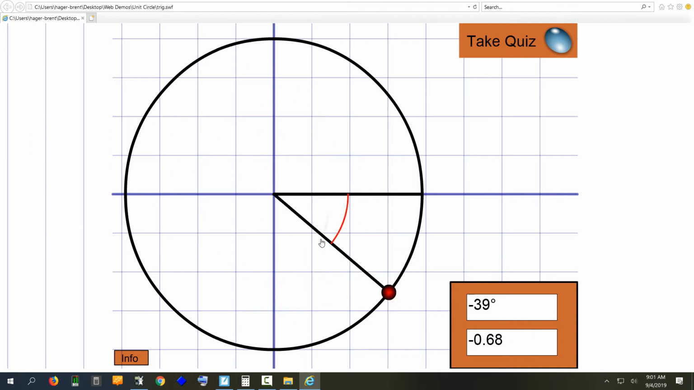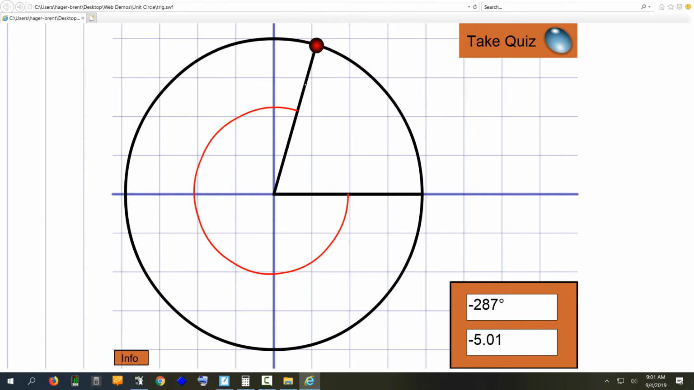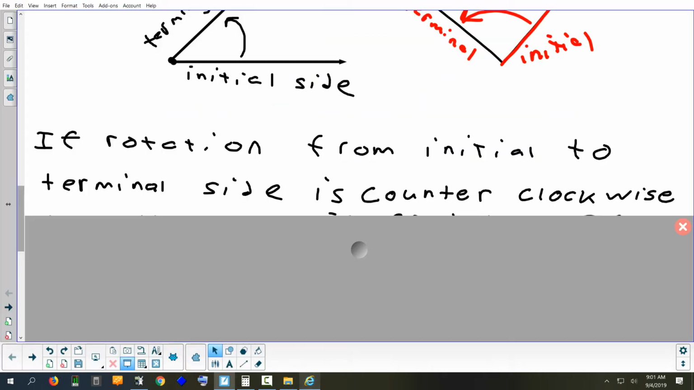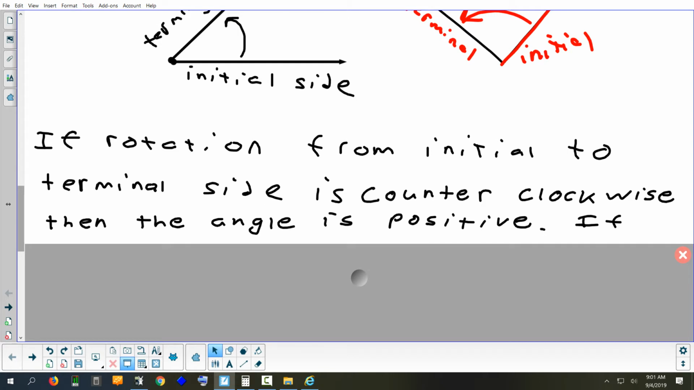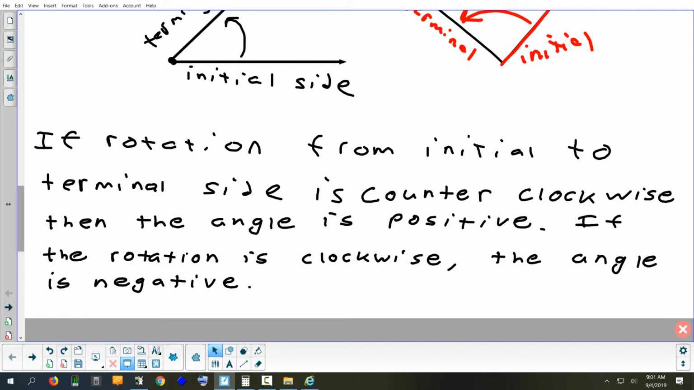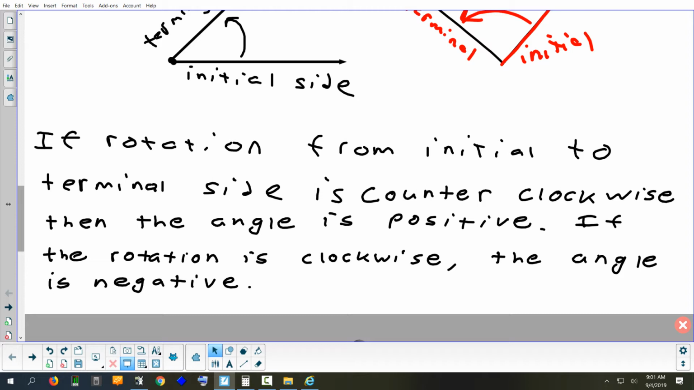Now if I go the other way, it's measuring in a clockwise direction. There was a little arrow on the end of that red arc that would be helpful so you could see it. But as I go this way, now I'm getting into negative angles. So that's the only difference between measuring an angle clockwise or counterclockwise. Usually, we like to stick with positive if we're given a choice between positive or negative. If your rotation from initial to terminal side is counterclockwise, it's positive. If you go clockwise, that's a negative angle.